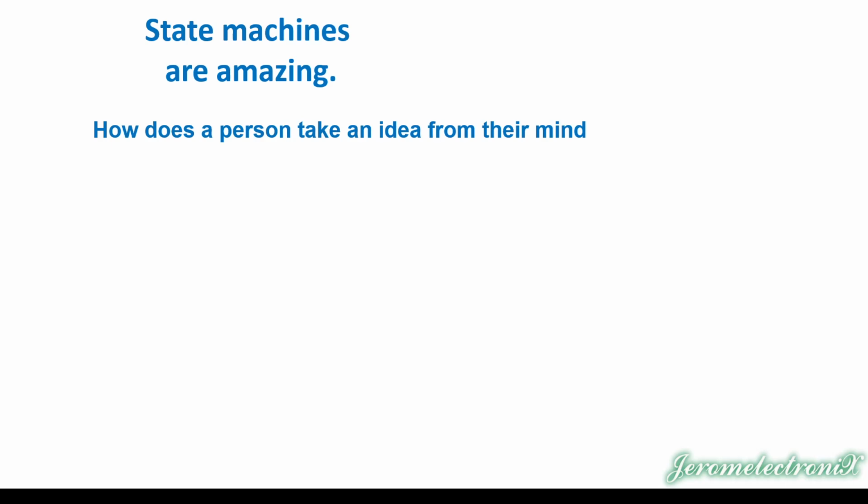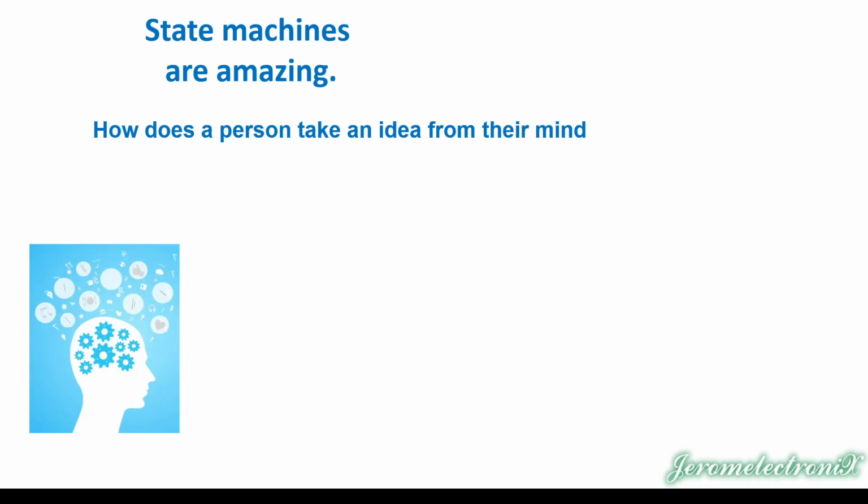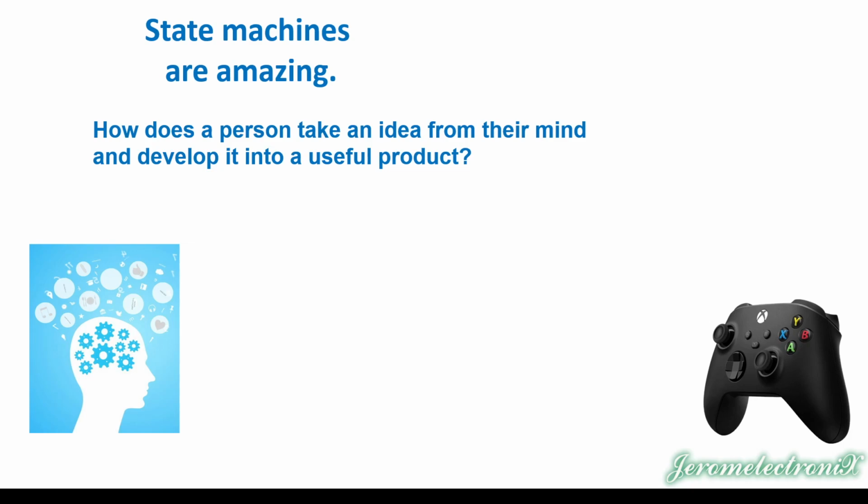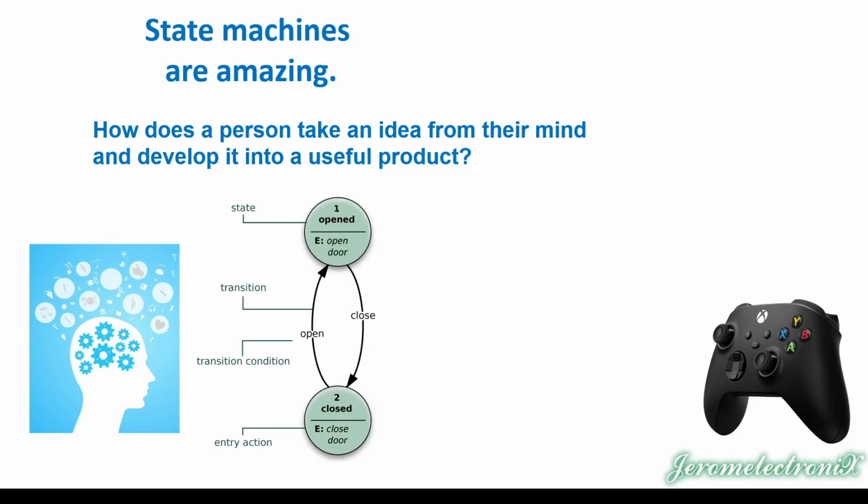That's okay, we'll continue. How does a person take an idea from their mind and develop it into a useful product, like a controller of some kind? The main purpose and value of the state machine diagram is to get the idea from your head to a valuable product. The state graph is a map of their idea. It's sketched out so that the idea comes from your head and gets on paper, so it can be shown to other people, explained, and used to continue making the product.